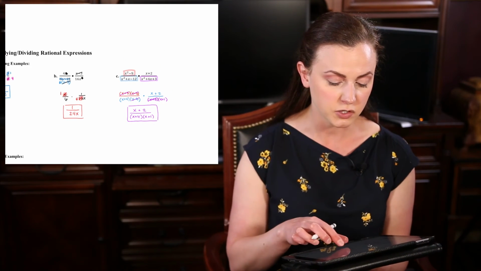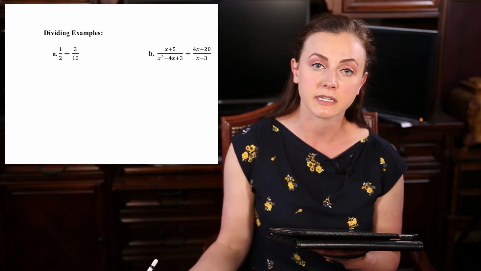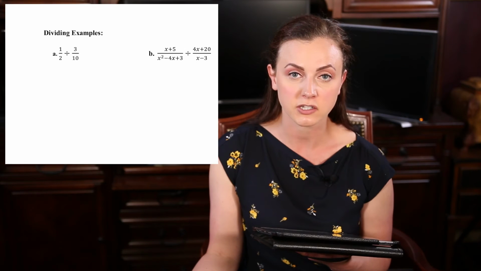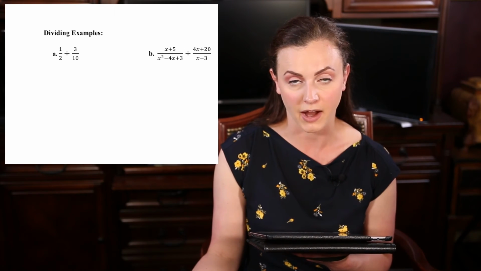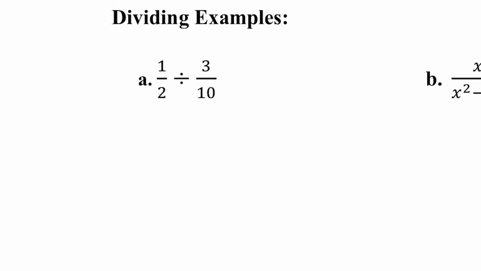Okay, how do we divide? Well, it's actually pretty simple. We just change it to multiplication. If you have fractions that are being divided, you multiply by the reciprocal of the second fraction. So what that means is if you want to do 1/2 divided by 3/10, that's the same as 1/2 times 10/3. You just flip that second fraction. And in this case, you can simplify 10/2 by dividing both those numbers by 2.